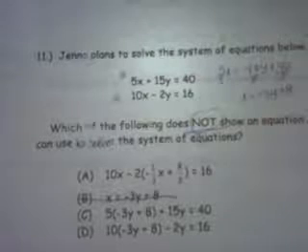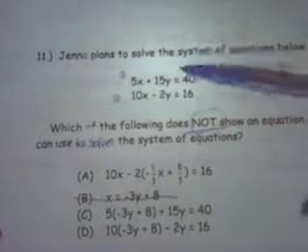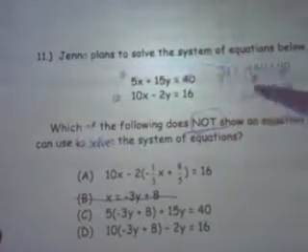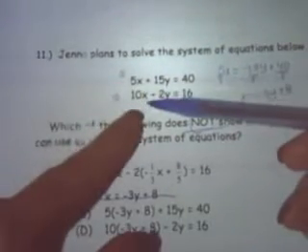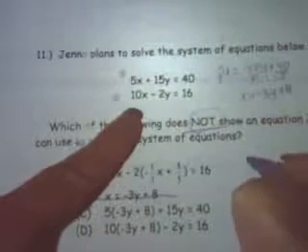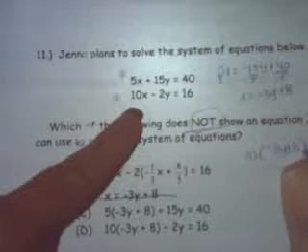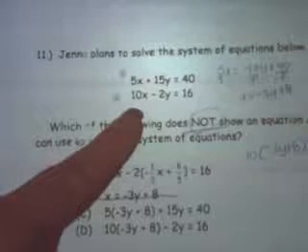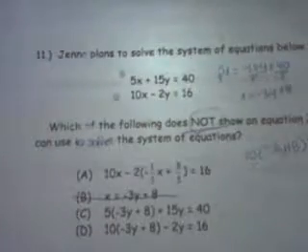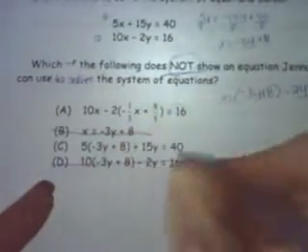Alright. Let's look at D. If I got x by itself in equation 1, wouldn't I plug it into equation 2 to solve? So equation 2, if I plug that in, it would become 10 times negative 3y plus 8 minus 2y equals 16. Here's another equation I could use. That matches D, so D I could use it.